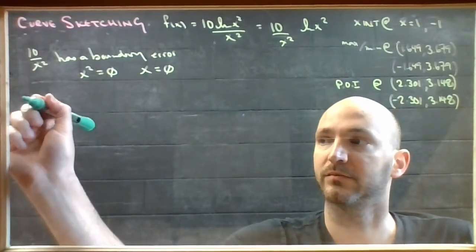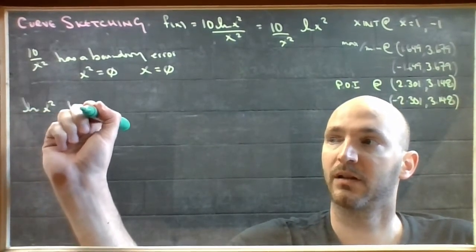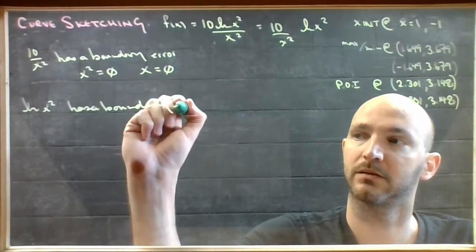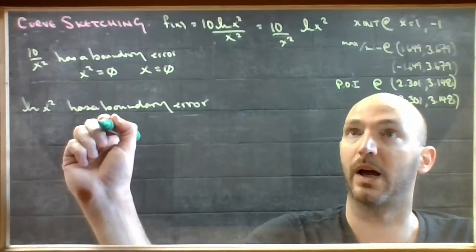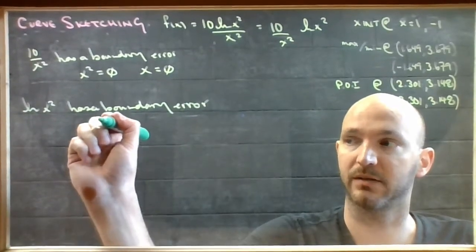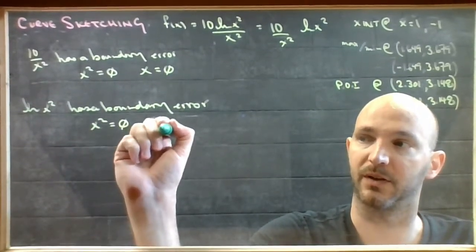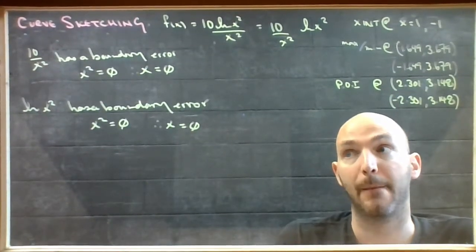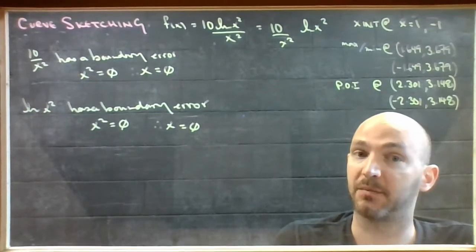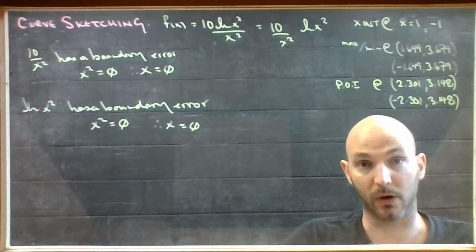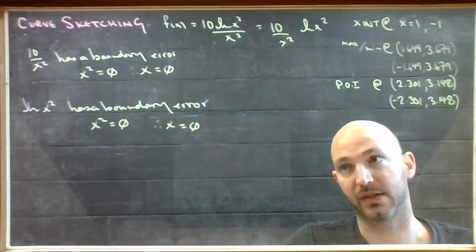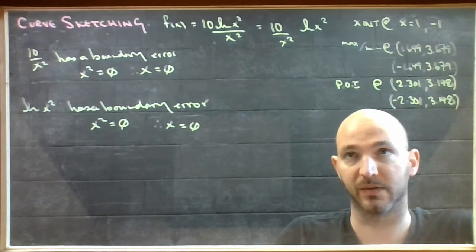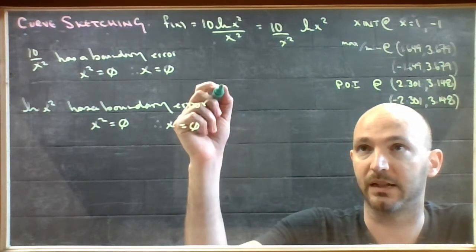The ln has a boundary error when the argument, x squared, equals 0. So therefore x equals 0. Okay, now they both landed in the same spot, so that means they either contribute to each other or they mask each other. So I'm going to have to check that by actually taking the limit as x goes to 0. So let's see.